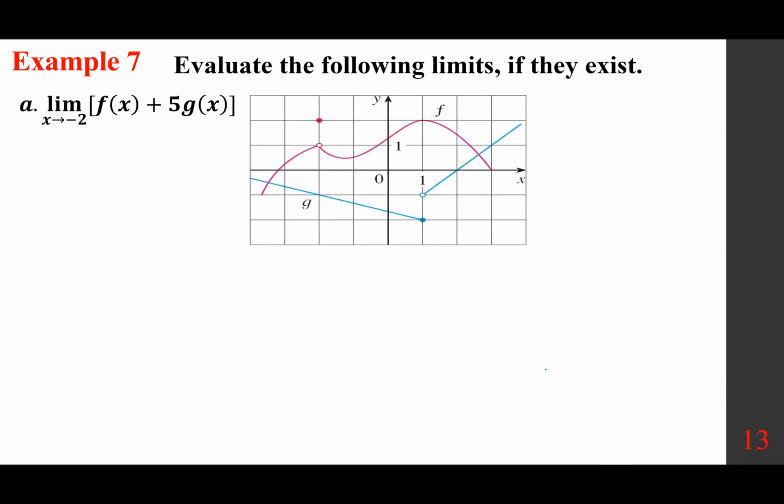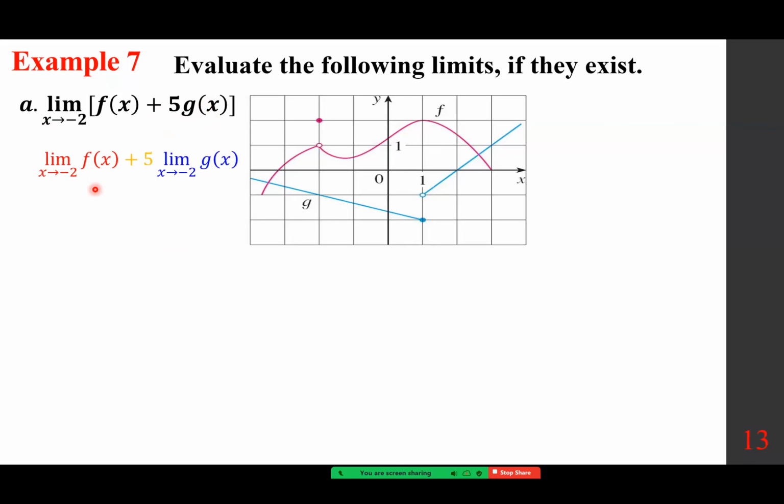Let's make sure we understand the graph. We are interested in evaluating the following limit, the limit of f of x plus 5, g of x as x approaches -2. We must use limit laws to separate them into limit of f of x plus 5 times limit of g of x, both of them x approaches -2. That's the first step.